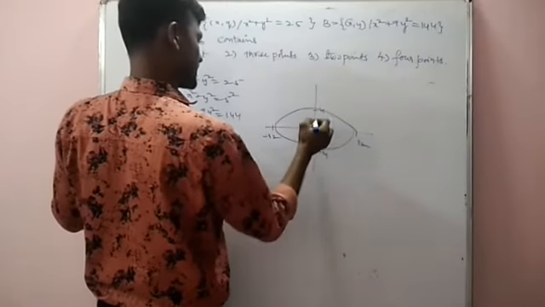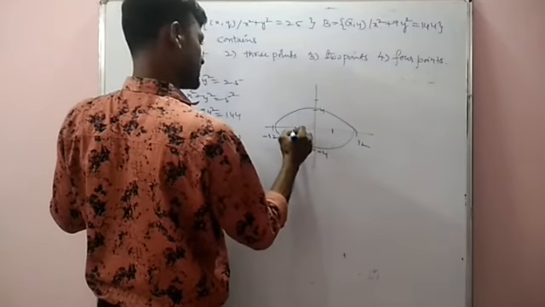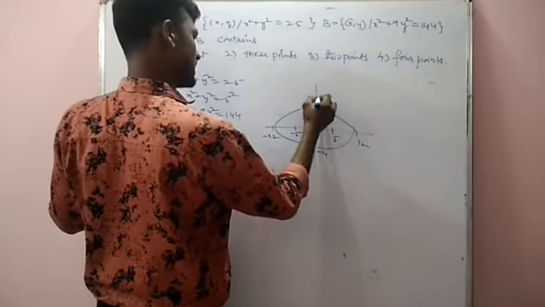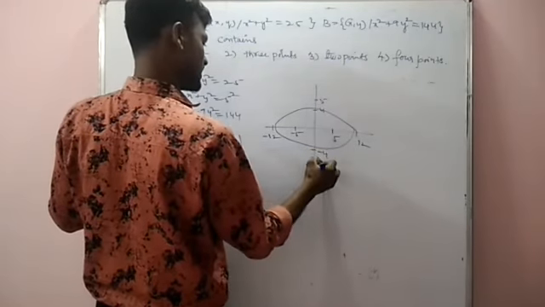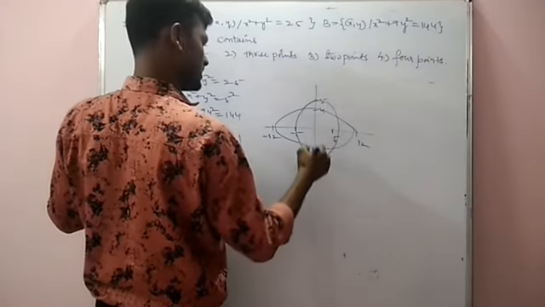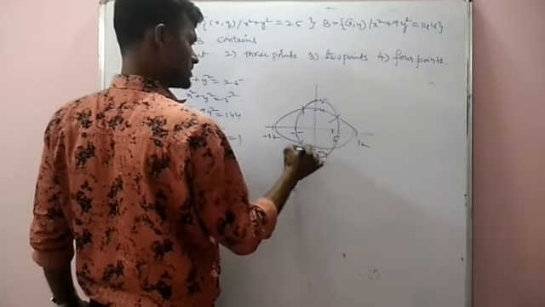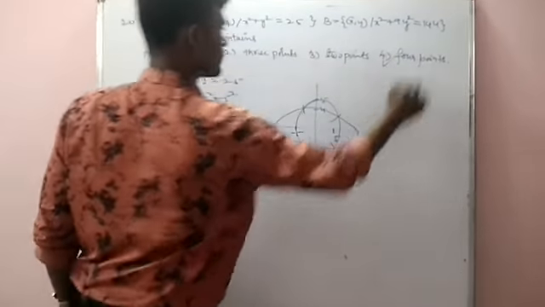Next one is x is equal to 5, minus 5 and plus 5, and this is plus 5 and minus 5. Then you have to draw this as a circle. Then the common points are 1, 2, 3 and 4. So there are 4 points.